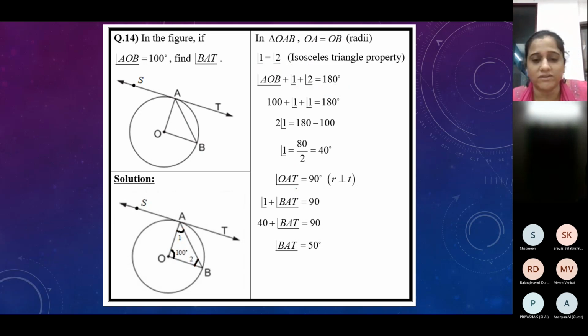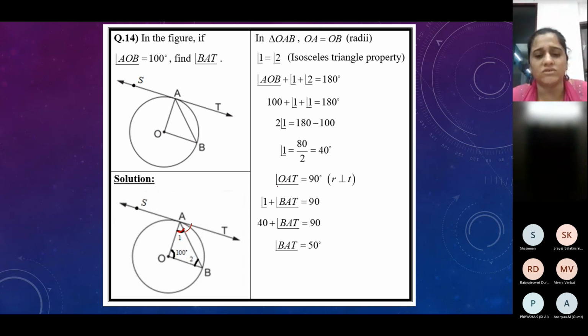See here, I'll explain what I've written here. OAT is 90. OAT, this full thing, this one is 90. What is OAT made up of? It's made up of angle 1 and angle BAT. OAT is made up of two angles. OAT is this one, OAB plus BAT. That's what I've written here.